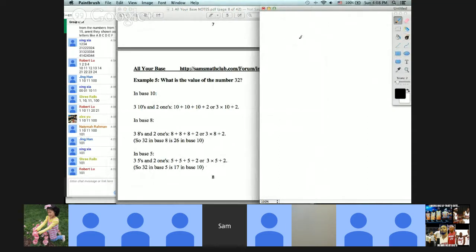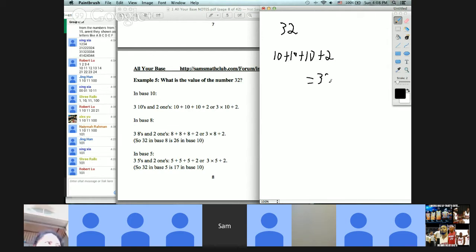Okay. So what is the value of the number 32? So in normal terms, we know that 32 is 3 tens, so it's 10 plus 10 plus 10, because this is the tens digit, so 30, then 2. So that equals 32. But in base 8, it's a little bit different.